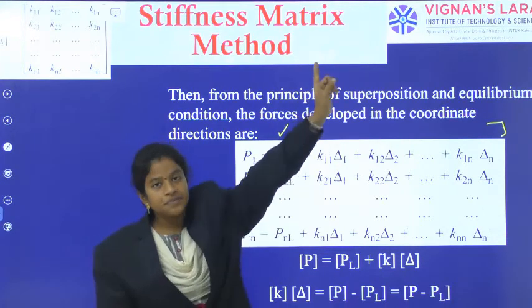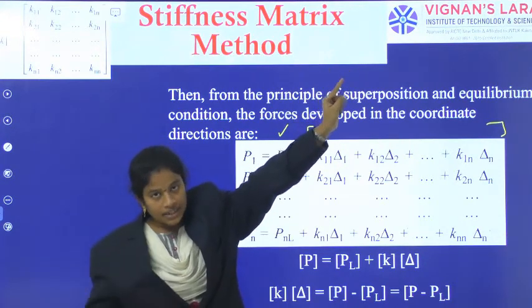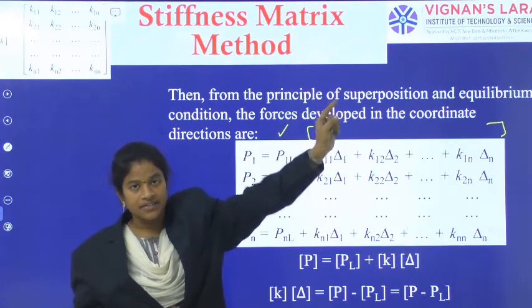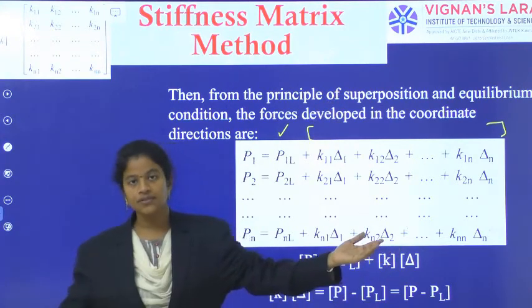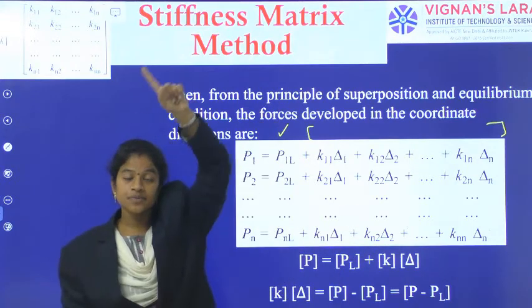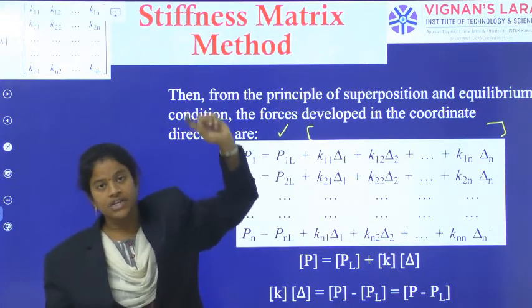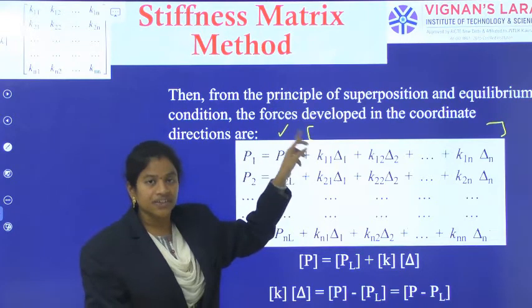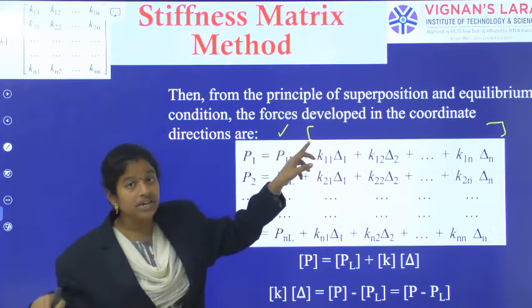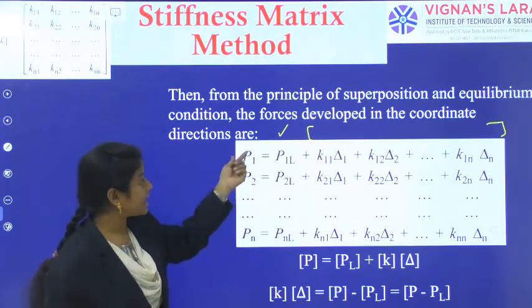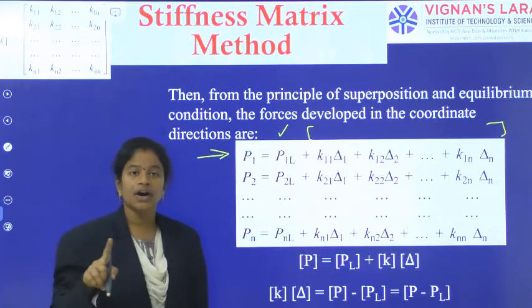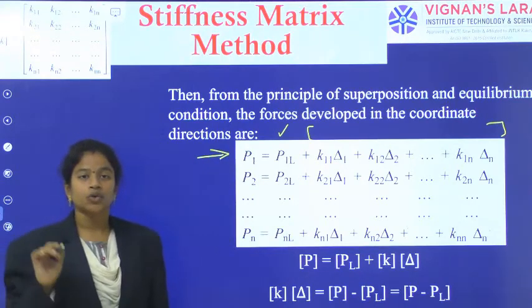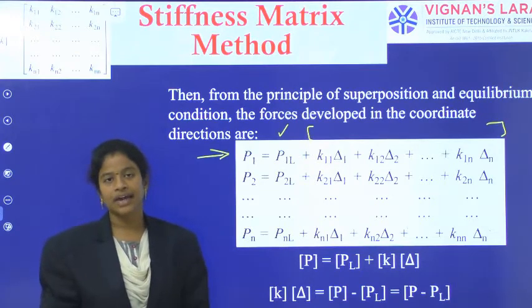Due to displacement at that point, the force developed at this level. Due to the displacement at this position, what is the force developed here? And also, due to the given external load, what is the force developed at this coordinate? And summation of all, finally, at coordinate 1, the total force developed will be calculated.